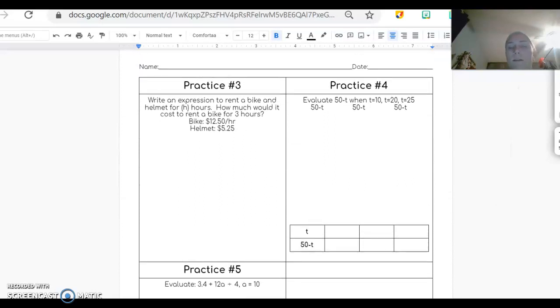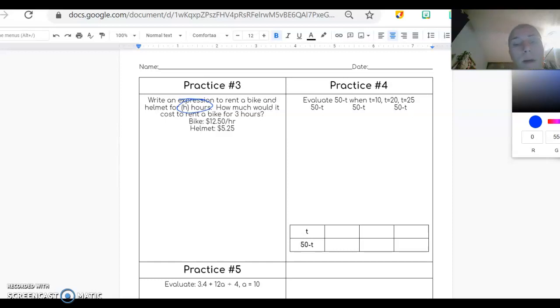Okay, we're going to do practice number 3 because it's a multi-step one. So, write an expression to rent a bike and a helmet for H hours. So H hours, we're going to highlight that, circle it. H is our variable in this expression that we're going to create. How much would it cost to rent a bike for 3 hours? Okay, so we have 2 steps. We need to write an expression and we need to find how much it costs for 3 hours.